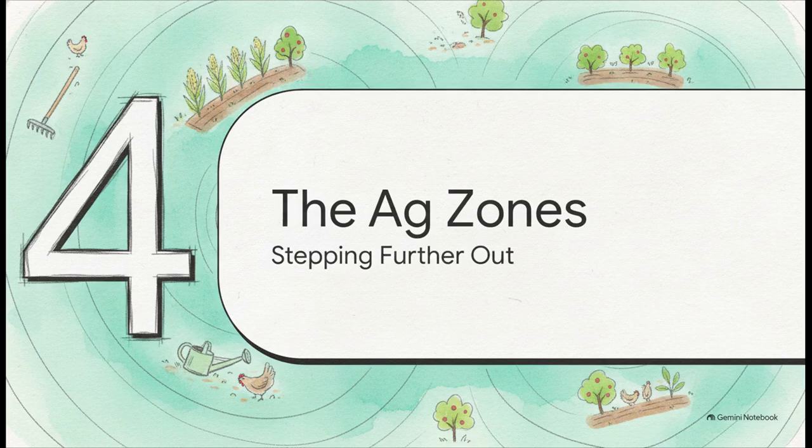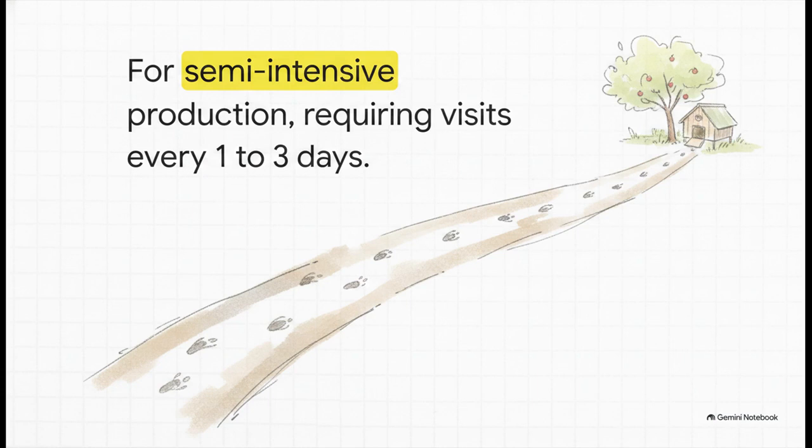Section 4, the agricultural zones, zones 2 and 3. Let's move along and step a bit further out from the house into the mid-range concentric rings. As we cross the boundary into Zone 2, we're moving into areas that are slightly less intensively managed. You don't need to be out here every single morning, but you still need to keep a relatively close eye on things, visiting perhaps every 1 to 3 days.